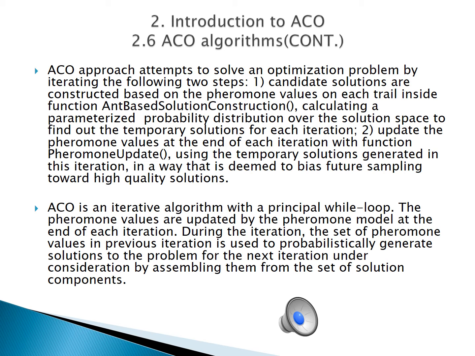ACO is an iterative algorithm with a principal while loop. The pheromone values are updated by the pheromone model at the end of each iteration. During the iteration, the set of pheromone values from previous iterations is used to probabilistically generate solutions to the problem for the next iteration, by assembling them from the set of solution components.